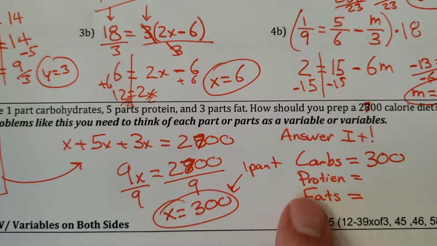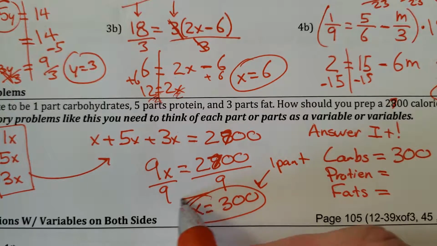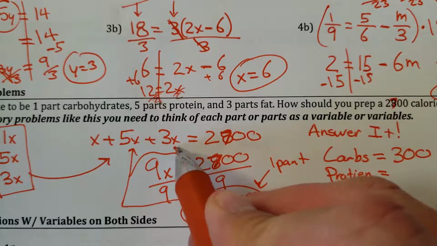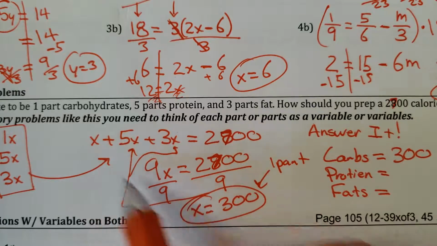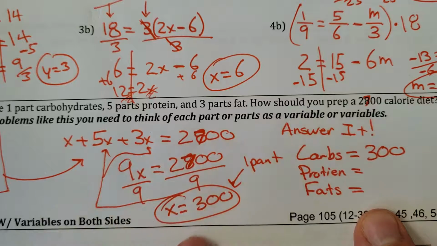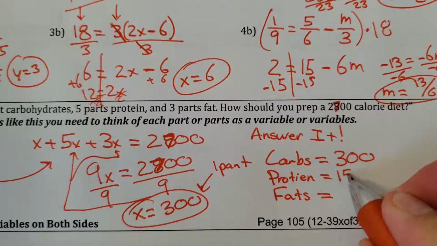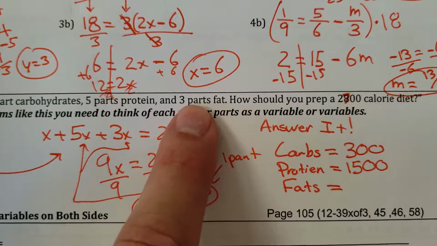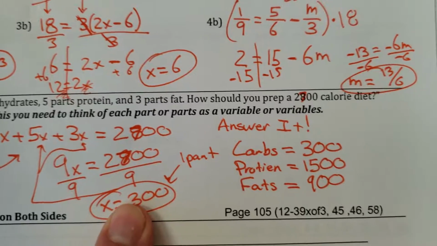Now, how do you do the proteins and the fats? Easy. If x equals 300, then you can put 300 right there, and you can also put 300 right there. Carbohydrates is x, and x is 300. So that was kind of an easy one. Now I just scale it up by 5. I get 5 of these parts. So 300 times 5 is 1,500 calories from protein. That's a lot of calories for protein. And then 3 parts fat. 3 times 300 is going to be 900. So there we go.